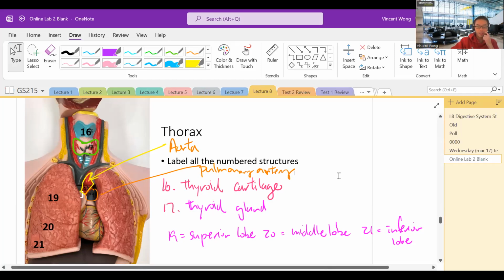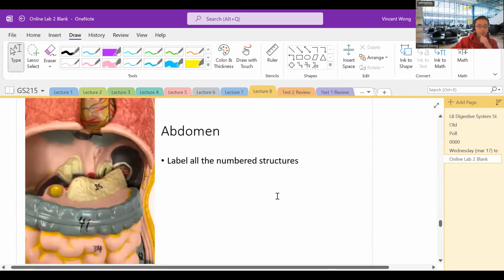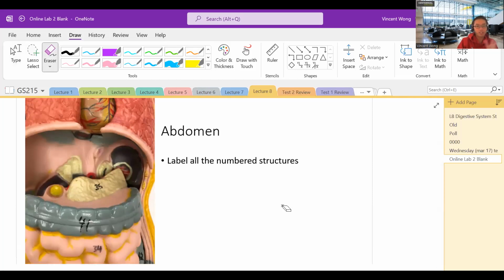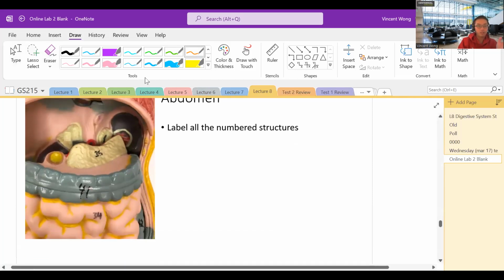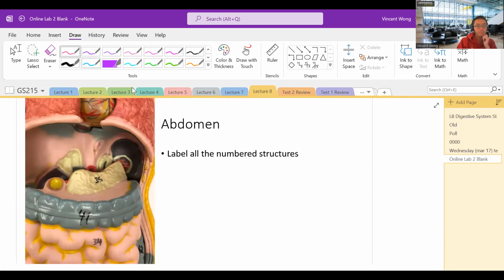All right, we're almost there. Just hanging tight. And now we're at the abdomen. Right? What is 35? This is the digestive system now. Do you know what 35 is? Anybody? The stomach is normally right here, okay? And behind the 35, yeah, that's correct, Tina. That is the pancreas.